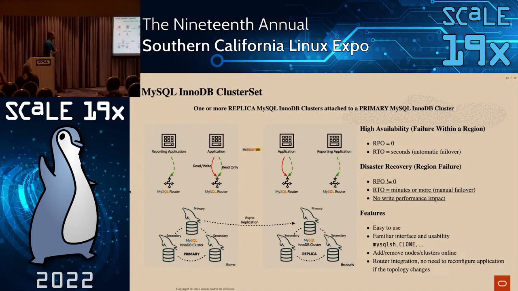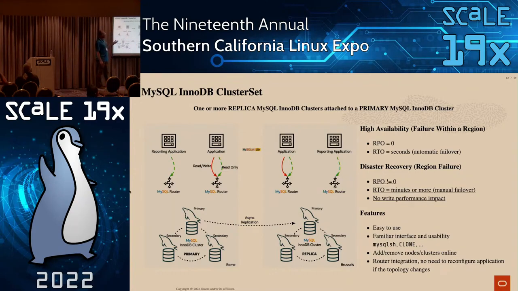We introduced InnoDB Cluster Set, and basically it's multiple InnoDB clusters. So you can say a region in Rome here, and in Brussels, you have a cluster in each. And then asynchronous replication happens from one cluster to the other. And also, instead of 3 minutes, it takes 5 minutes to set this up. Again, very simple, fully integrated, all automatic.